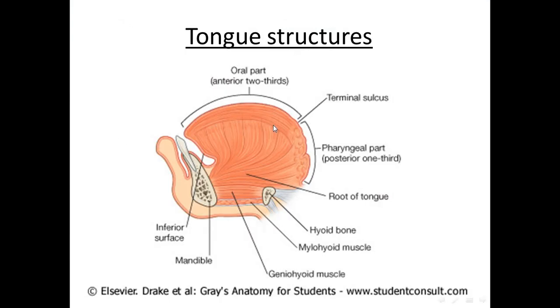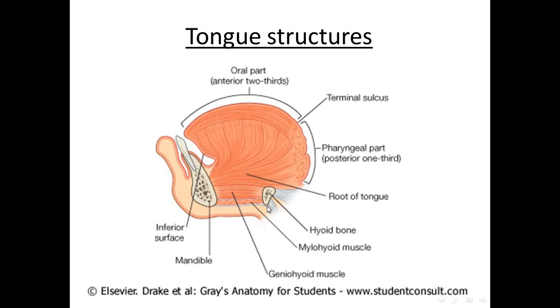So this is how our tongue is structured. This is the root of the tongue. This is the tip. The anterior 2/3 of the tongue is called the oral part, and the posterior 1/3 is called the pharyngeal part. Between the anterior 2/3 and the posterior 1/3 is the terminal sulcus. This is the inferior surface of the tongue.